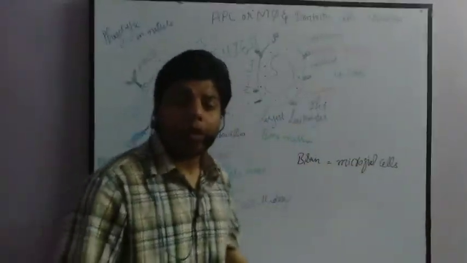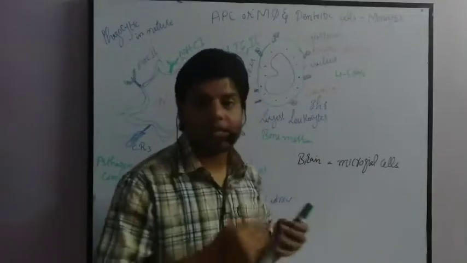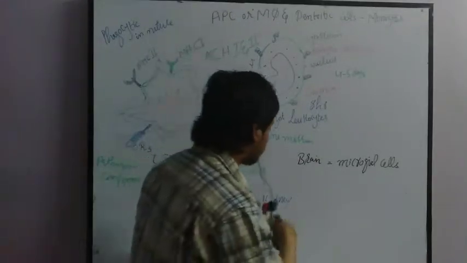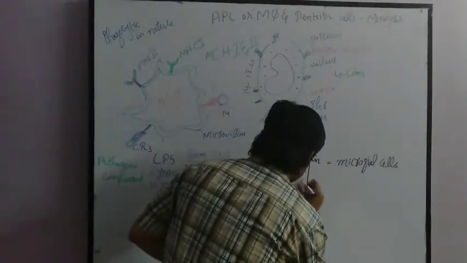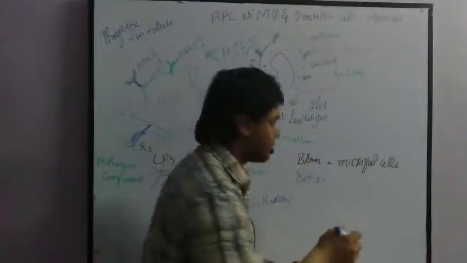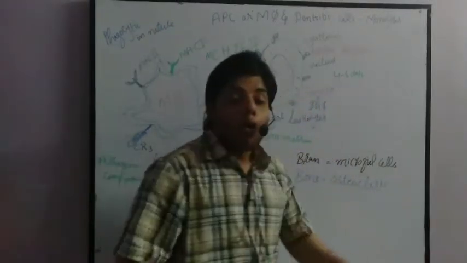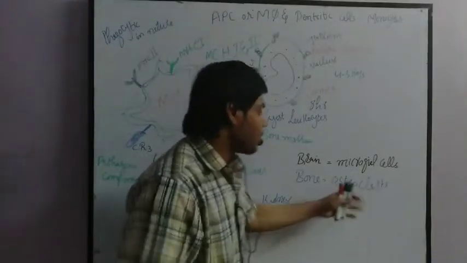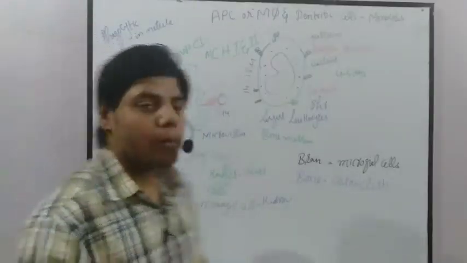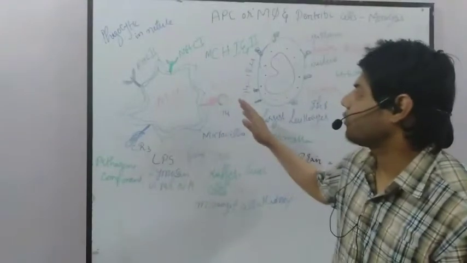Okay, and whenever these macrophages are present inside the bone, so let's suppose it is present inside the bone area, then what do we call it? We call it osteoclast. So let me write osteoclasts. We call it osteoclast. So that's all about the macrophages.